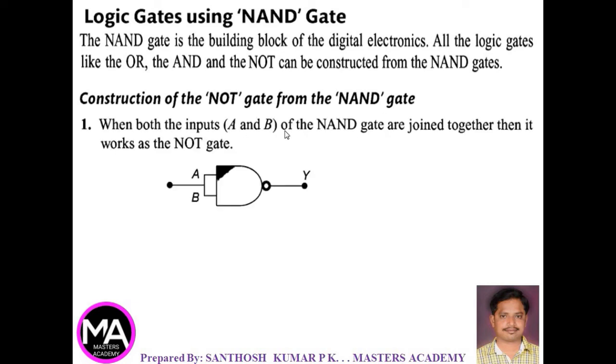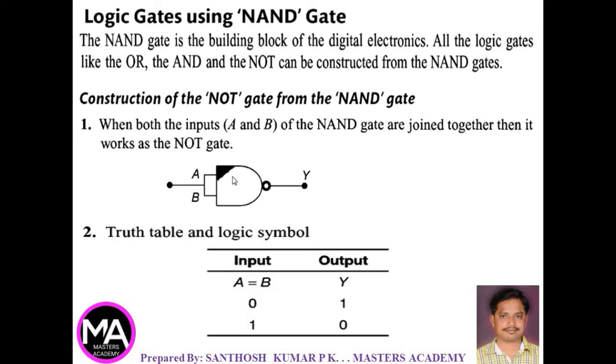First, construction of NOT gate from the NAND gate. When both the inputs A and B of the NAND gate are joined together, then it works as a NOT gate. Now, let us consider a NAND gate. Here you have two inputs A and B. When A and B are combined, it becomes a single input and single output. Now, the truth table and logic symbol. Here, A and B are combined, which means A should be equal to B. So, A is 0 means B is also 0. Whenever it is 0, the output is 1. Whenever A and B is 1, the output is 0. Therefore, it acts as a NOT gate.